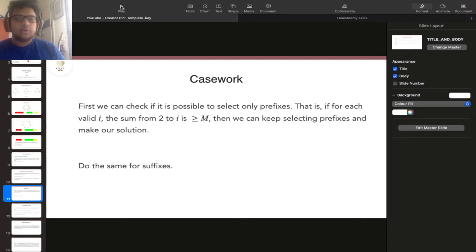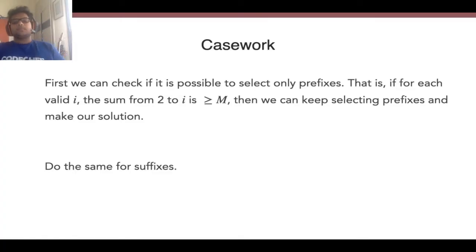So now, first we'll do some casework, right? First we can check if it's possible to only select prefixes. That is, if you only go right. Okay, so if for each valid i, the sum from 2 to i is greater than or equal to m, so that means that we keep on extending our prefix only, then we can keep selecting prefixes and make our solution. So then we're done, right? We say that the binary search check is true, so we can go to the success case. Okay, and we can do the same for suffixes. If we can keep on selecting suffixes, then same thing, right? We can check if the suffix sum is always greater than or equal to m, and so we have a solution.